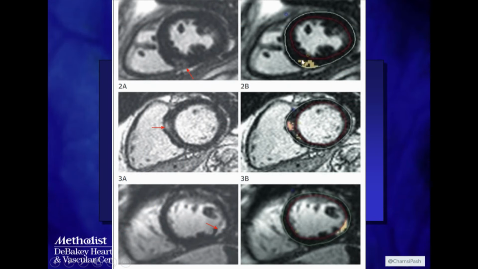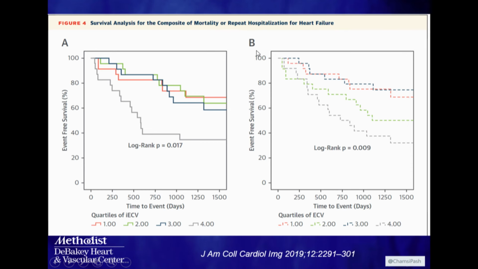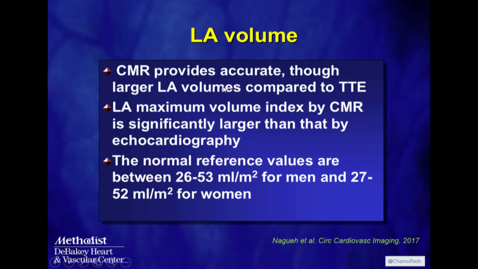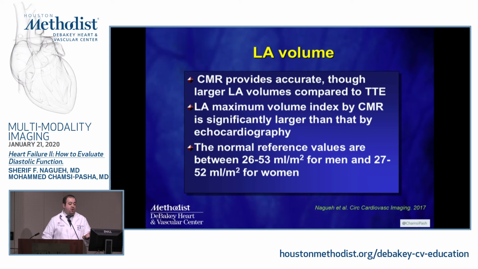So what they were able to demonstrate on the Kaplan-Meier curves is that people who had higher quartiles of indexed ECV, this was a major predictor for mortality along with repeat hospitalizations for heart failure. Now, the other thing that MRI can also provide is accurate data about left atrial volume. We all know from the CT and the MRI literature that LA volume is significantly larger in those cross-sectional imaging modalities than on echo. And the normal reference upper limit of normal is 53 ml per meter squared for men versus 52 ml per meter squared for women.